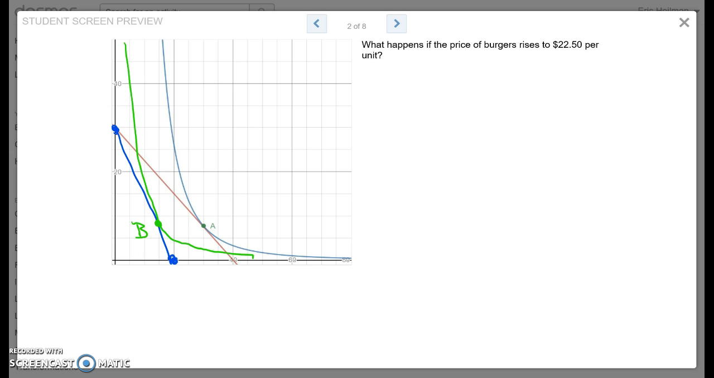Without equations, you can't find the exact coordinates of the new optimal bundle. So right now we're just looking at it graphically. I wouldn't ask you to give the specific numbers of how many burgers and milkshakes you are consuming at the new bundle with just this information given. You'd have to be given some information about what the utility function looks like.